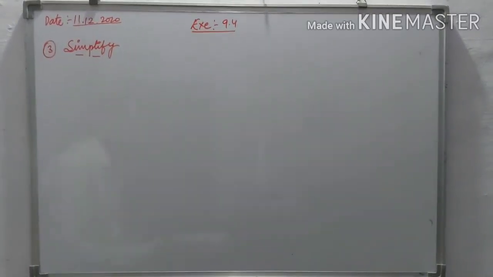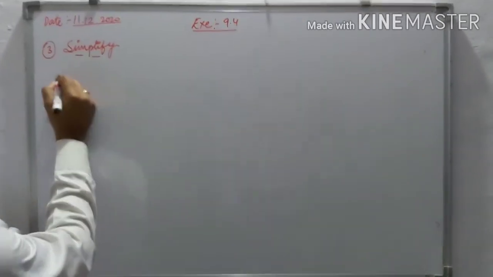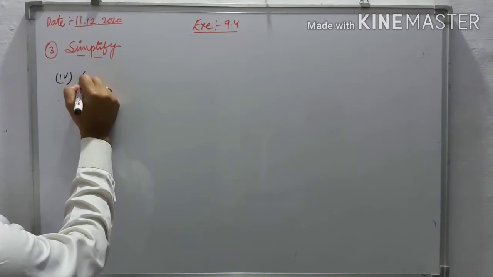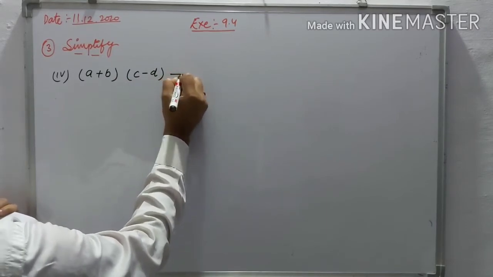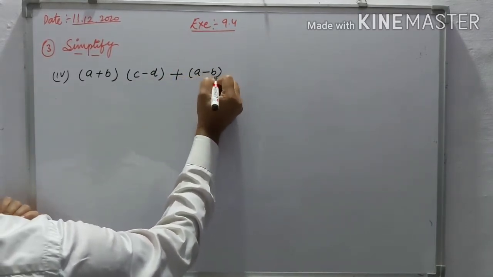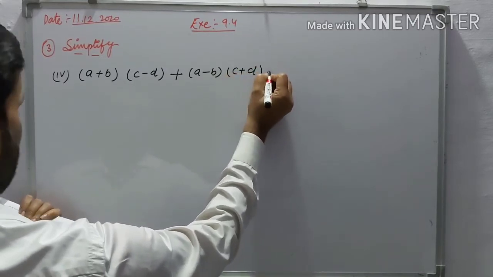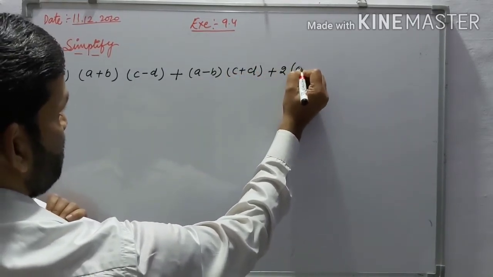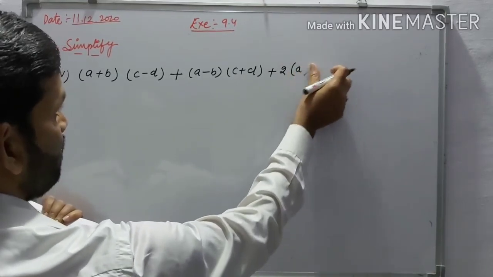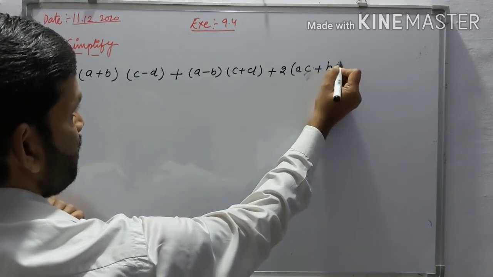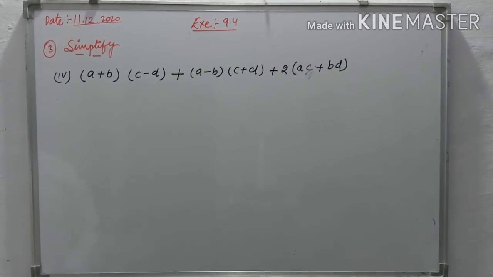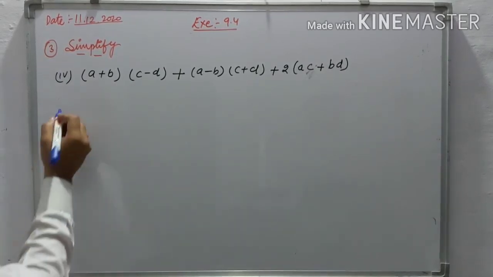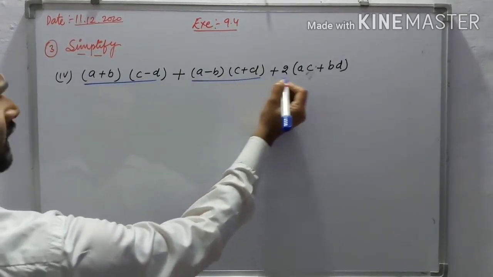Next question. Question number 4 is first bracket a plus b, second bracket c minus d, and plus a minus b in the bracket of c plus d, and plus 2 in the bracket ab minus ac plus bd. Okay, it is a lengthy question, but not a tough question. Same method you have solved, you can easily solve the question. Now first multiply, second multiply, and third multiply.